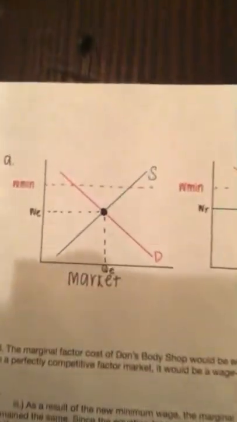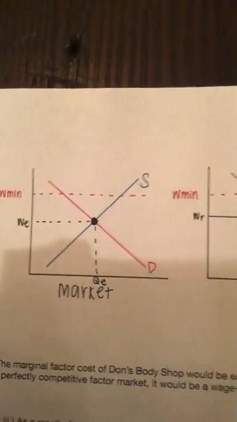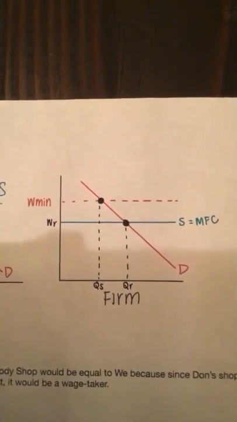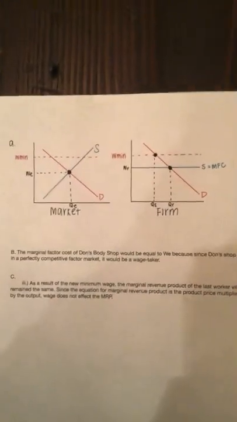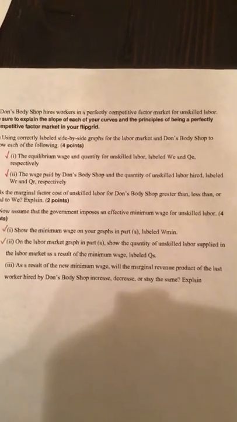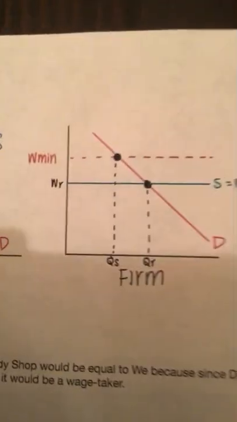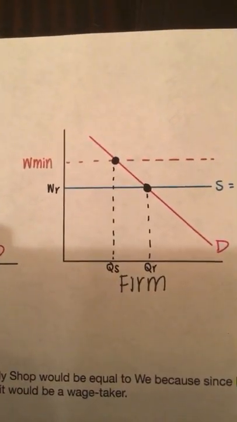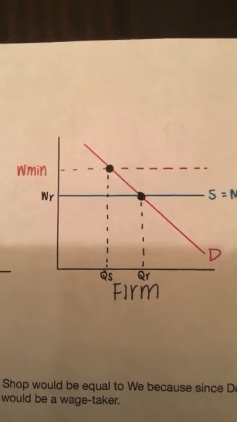Part C says, now assume that the government imposes an effective minimum wage for unskilled labor. Show the minimum wage on your graphs in Part A labeled W min. So we have our new minimum wage, which is higher than our other wage because it's more effective and benefits workers more. And then on the labor market graph in Part A, show the quantity of unskilled labor supplied in the labor market as a result of the minimum wage increasing. So now we would have a new quantity supplied right there.